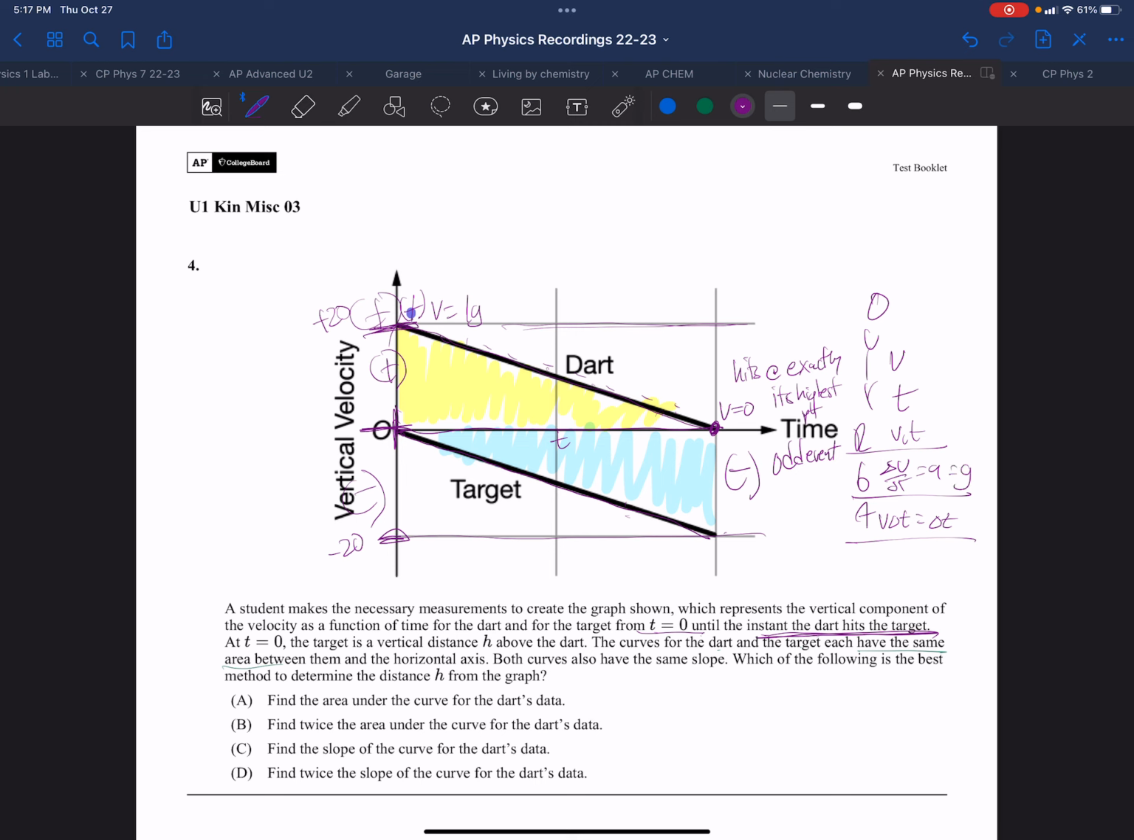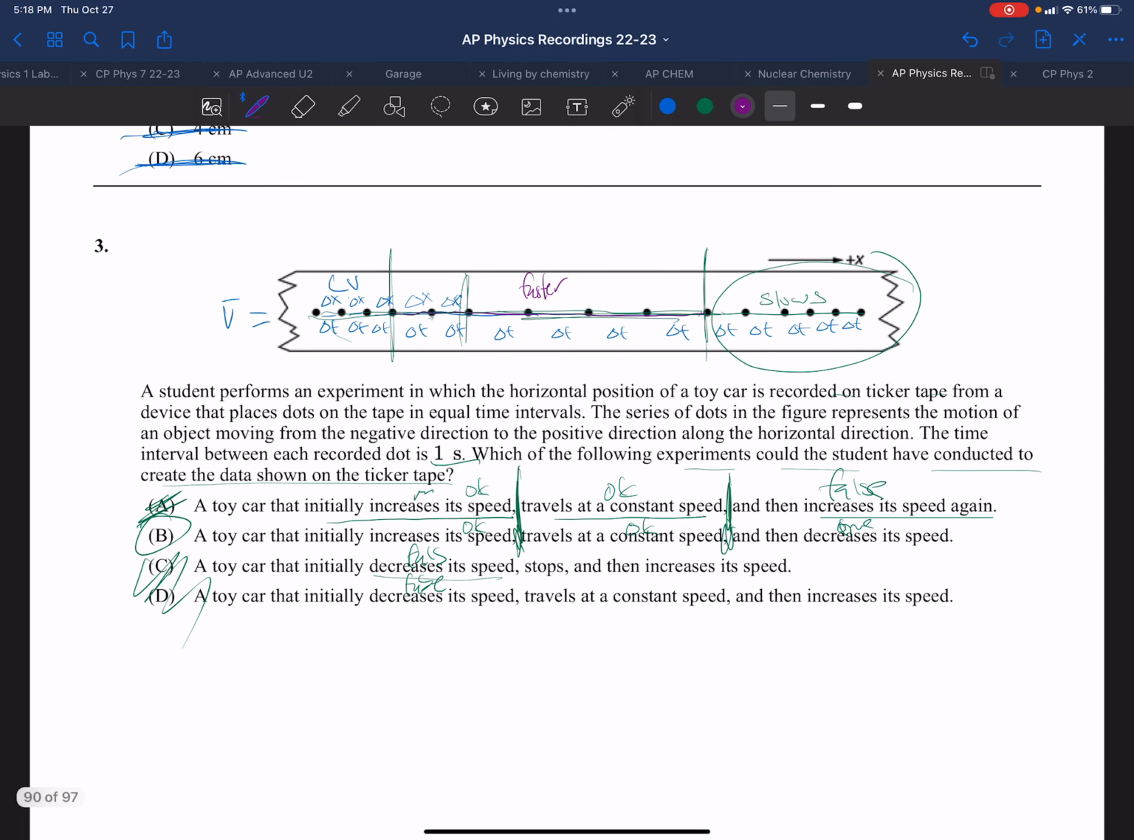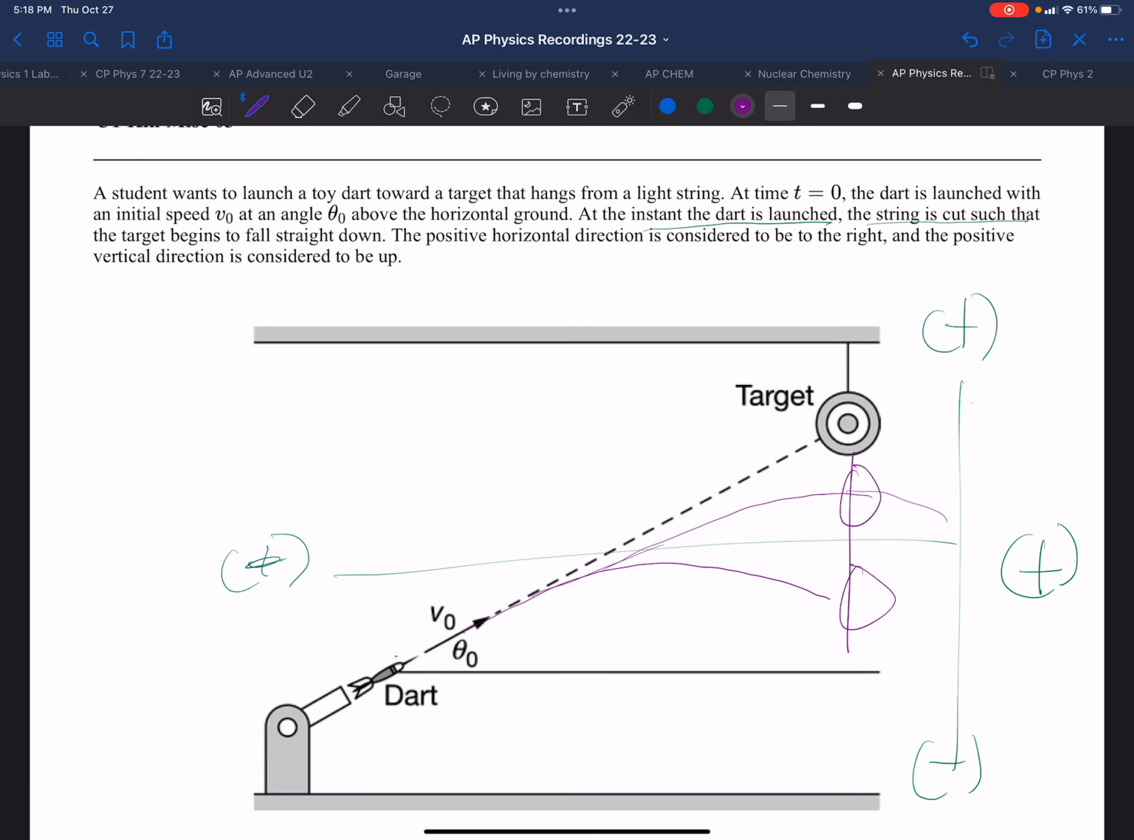All right, so which of the following is the best method to determine the distance h from the graph? Well, distance is the area. And they're saying the target is a distance h above the dart, which is what they've depicted here. So they're saying that this distance here is h. At time 0, h is the distance above the dart that the target resides.